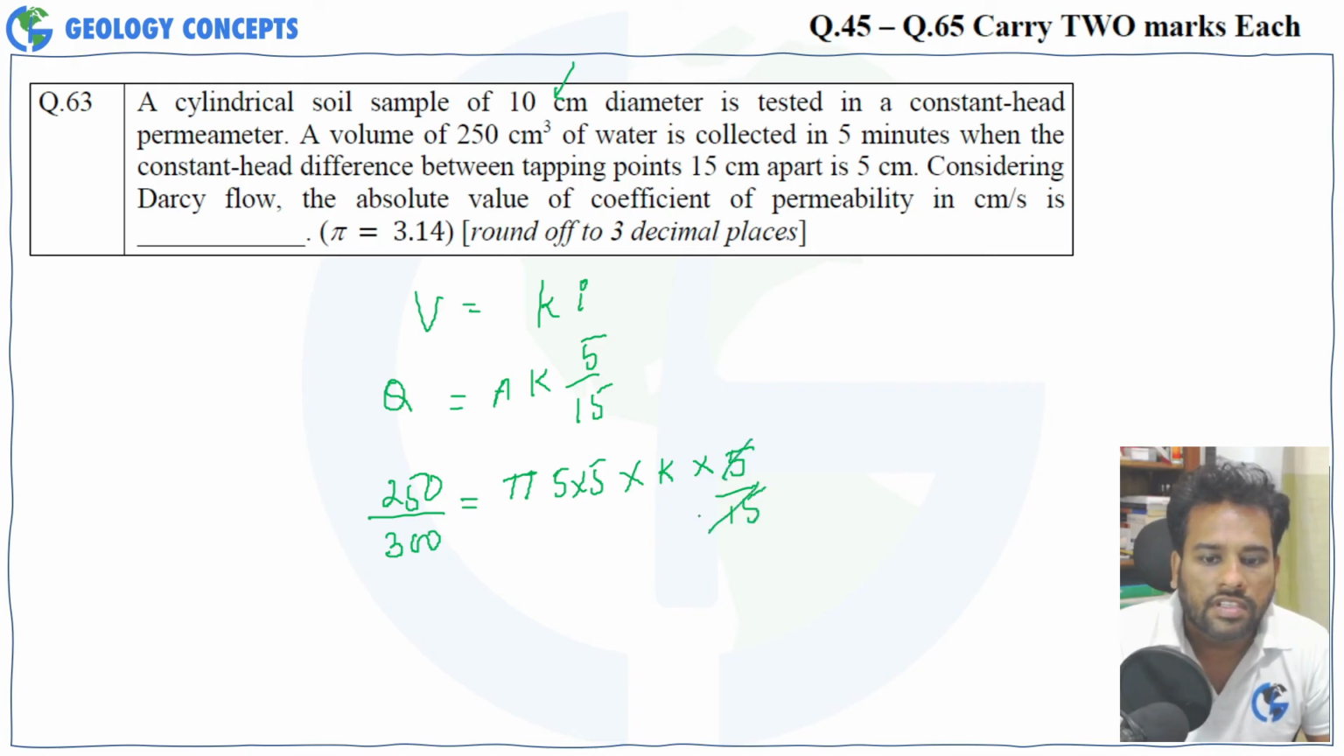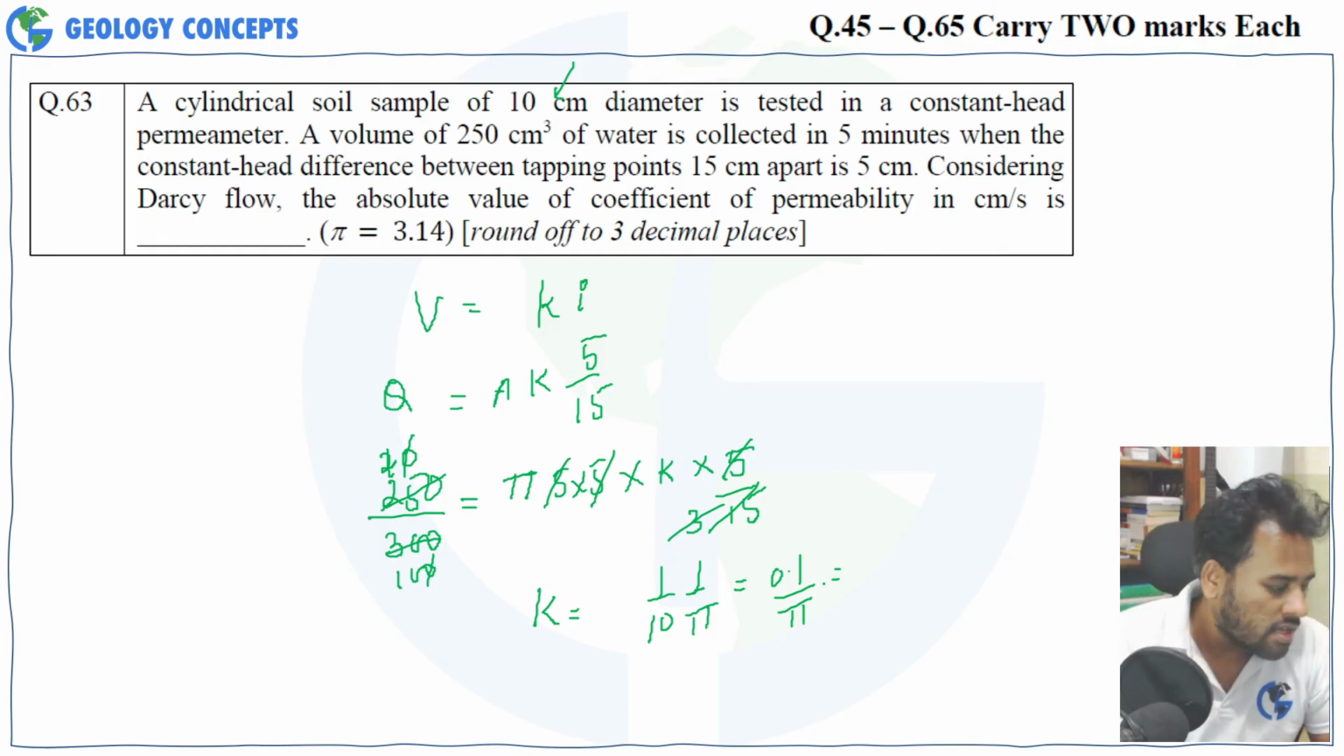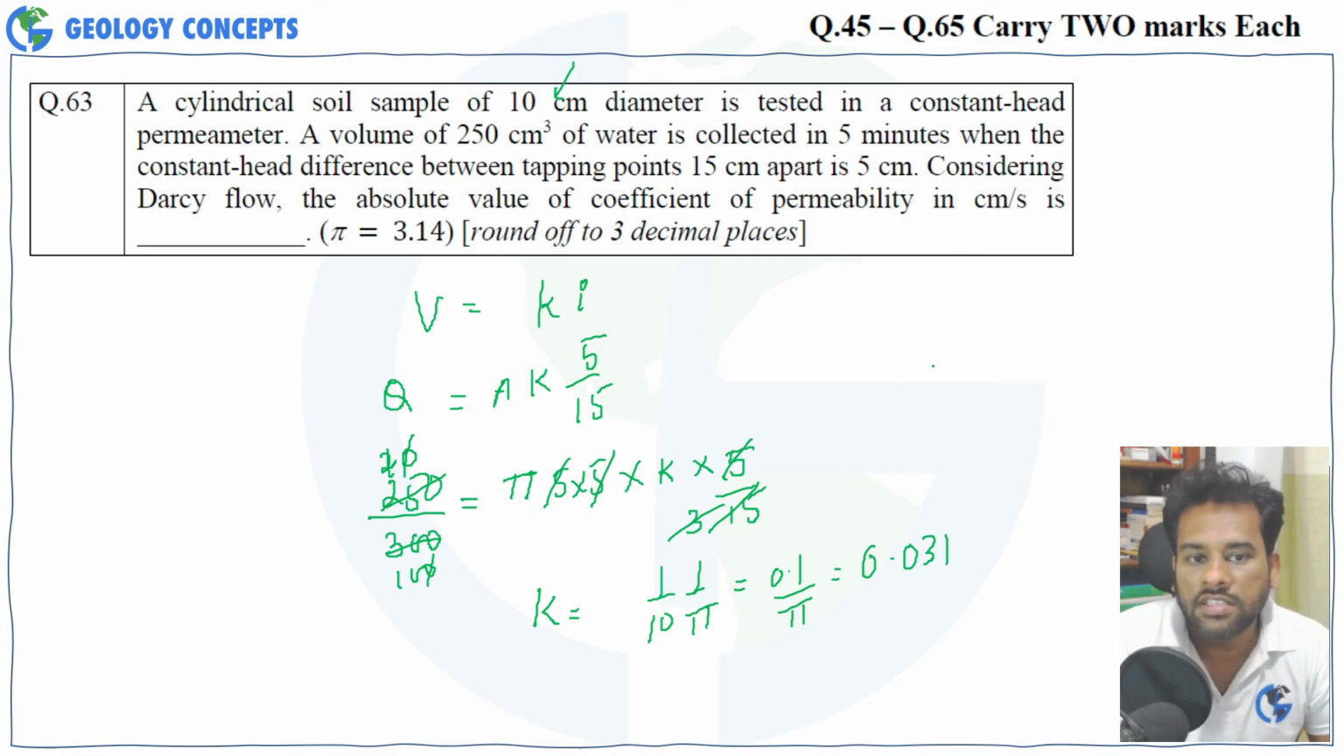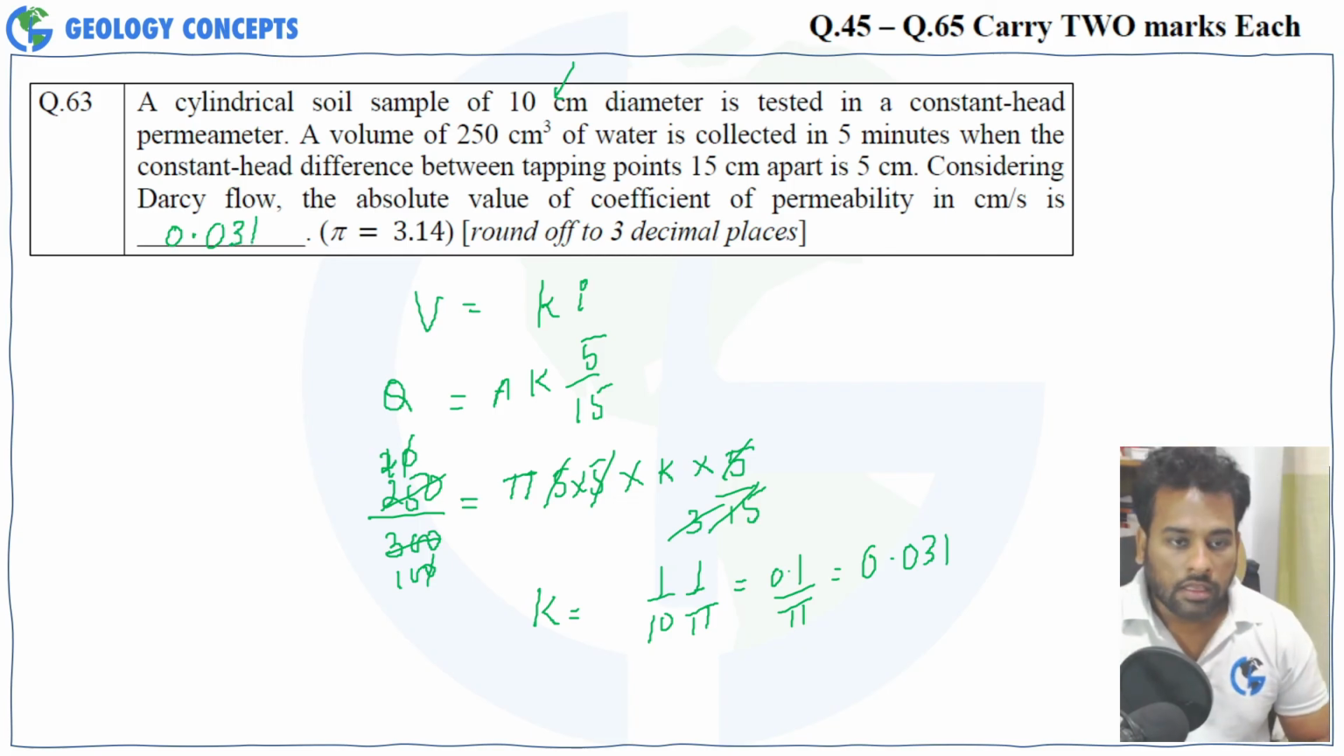So 5 3s are 15, 3 is 100, 5 is 25, so this is 1 by 10, so K comes out to be 1 by 10 upon pi, which is 0.1 upon pi. The value of 0.1 upon pi, if you calculate, will be 0.031. This is the value of K in centimeters per second, so 0.031. Next question.